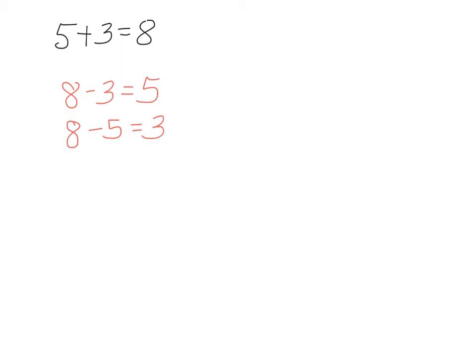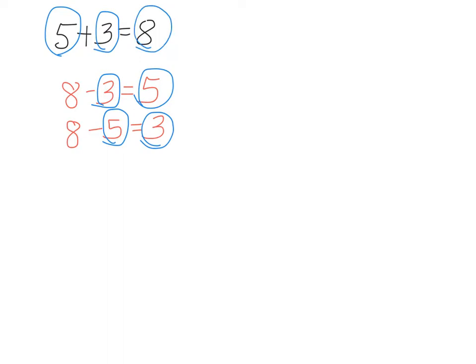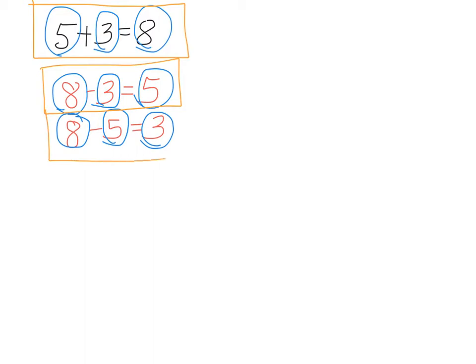They are related facts because they're using the same digits. 5 is used, 3 is used, 8 is used. So, if you know the fact 5 plus 3 equals 8, then you would know that 8 minus 3 equals 5, and 8 minus 5 equals 3 because they're related.